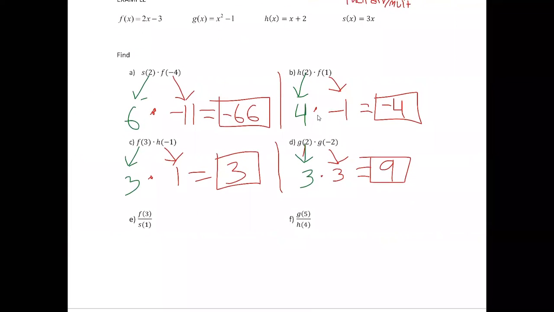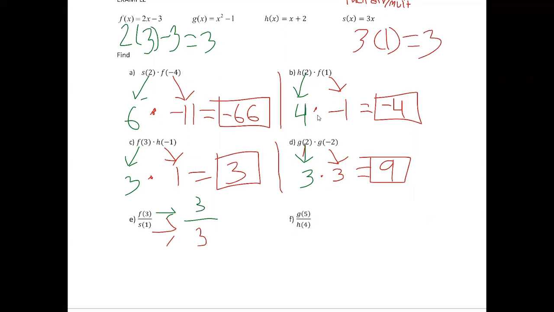So for example, f of 3 over s of 1, I'm going to work out the top. So f of 3 would be 2 times 3 minus 3, or 3. So that's going to go on top. And then I'm going to work out the bottom. So s of 1, well, that would be 3 times 1, or 3. So I would get 3 over 3.